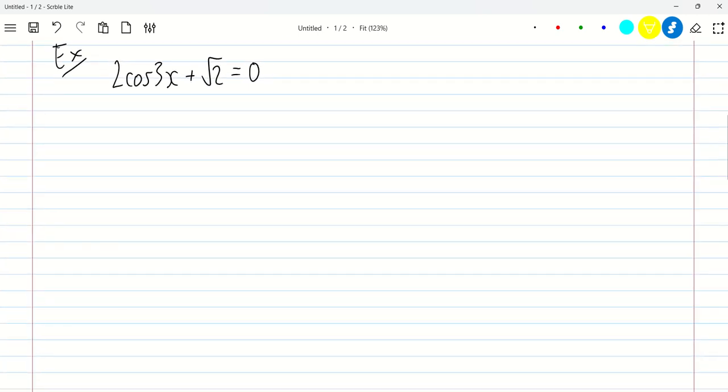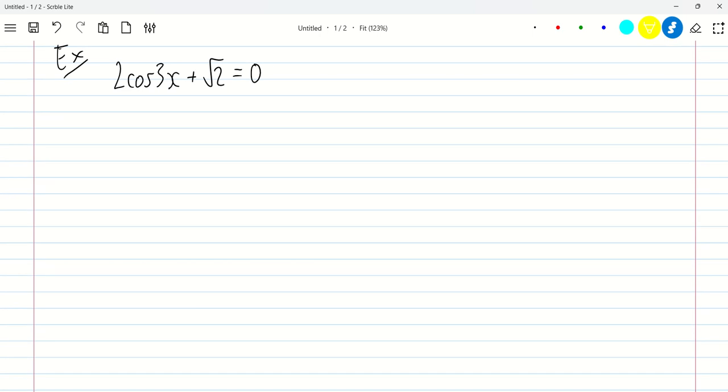Let's do cos, right? So let's remember the period of cos is 2 pi. So let's have a think about this. First step, you know what it is. We need to rearrange. And so we're going to have cos 3x is equal to, I'm going to move that root 2 to the other side and then divide by 2. Okay, so cos 3x is equal to negative root 2 on 2.